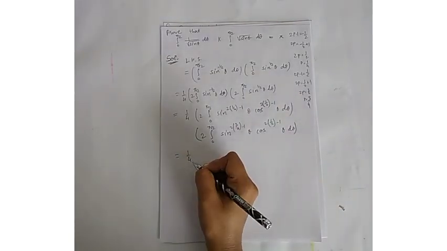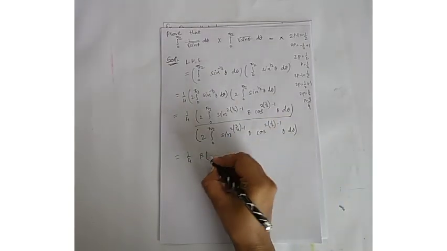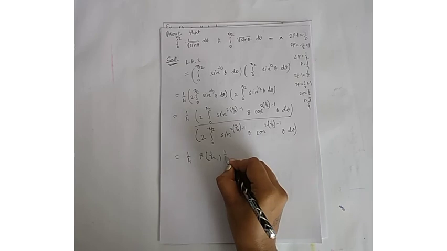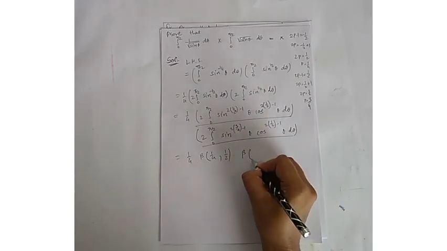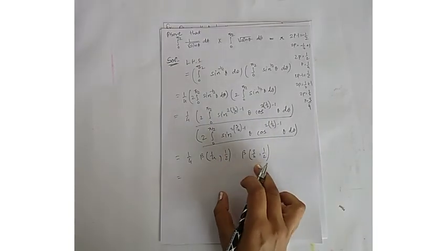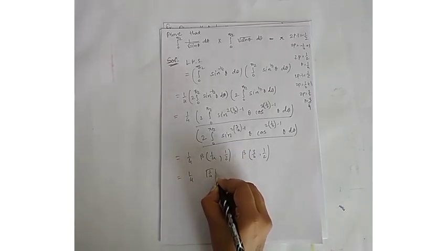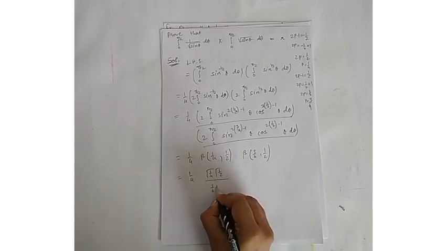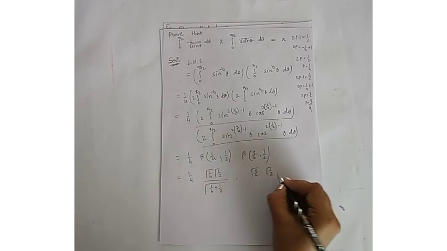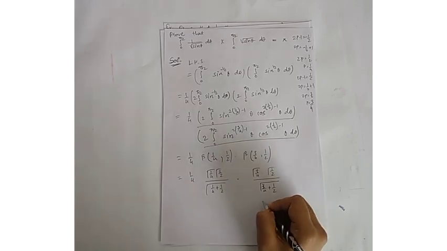So it is equal to 1 by 4. Write it in terms of the beta function, we'll get beta pq. So the value of p is 1 by 4 and the value of q is 1 by 2, into beta, where the value of p is 3 by 4 and q is 1 by 2. Now use the relation between beta and gamma function, that is 1 by 4 gamma 1 by 4 gamma 1 by 2 upon gamma 1 by 4 plus 1 by 2, and gamma 3 by 4 into gamma 1 by 2 upon gamma 3 by 4 plus 1 by 2.